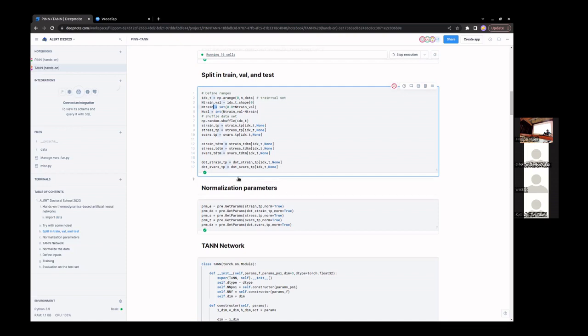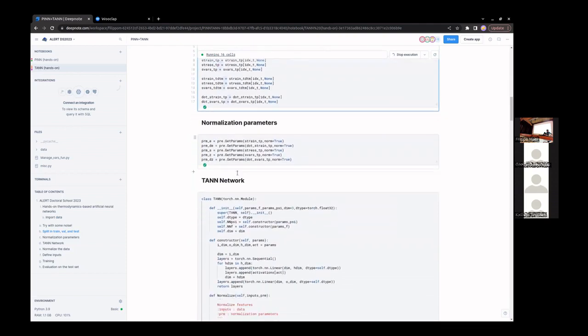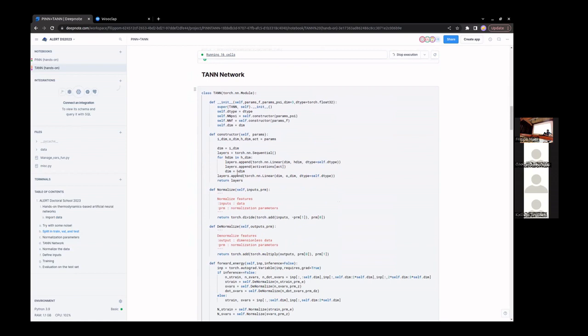Then you have the neural network, which might look nasty, but it's not. What we have is nothing else than two neural networks that use the constructor as we've seen for the pins. The first one, neural network psi, is the one that will predict the energy. The other one, NF, will predict the evolution equation. So this is the construction we were seeing before.